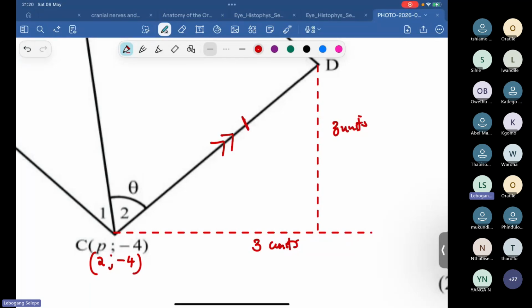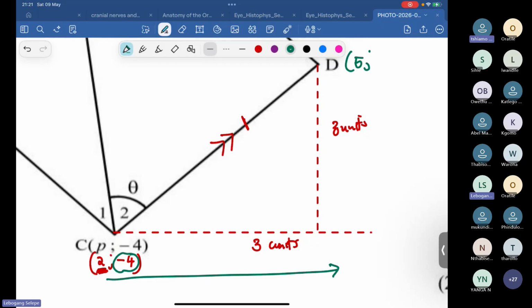So if I move from 2 and add 3 units in this direction, where do I end up at horizontally? 2 plus 3? 5. That's the x value of D. That's 5, right? Because I'm moving 3 units to the right horizontally. Now, vertically, I'm moving 3 units also. So initially, I'm at negative 4. So when I say negative 4 plus 3 units going up, what do I get?